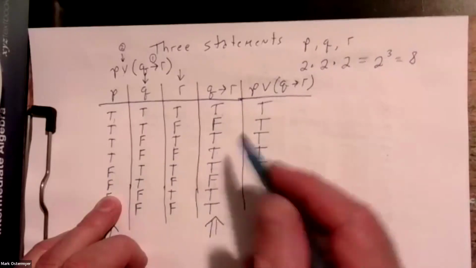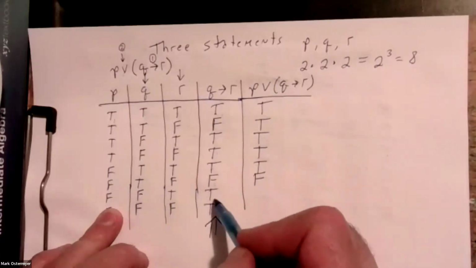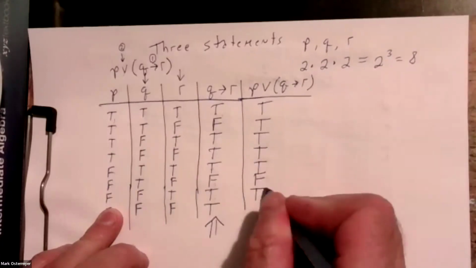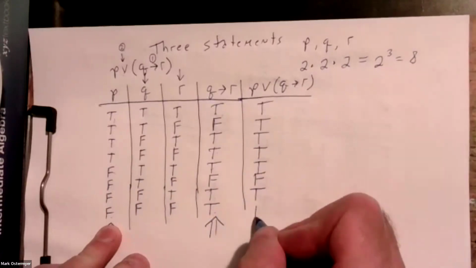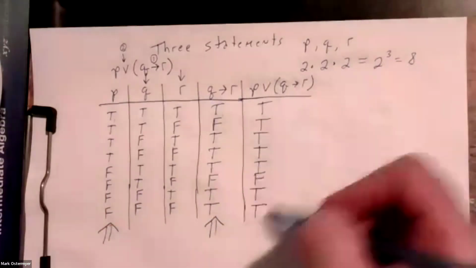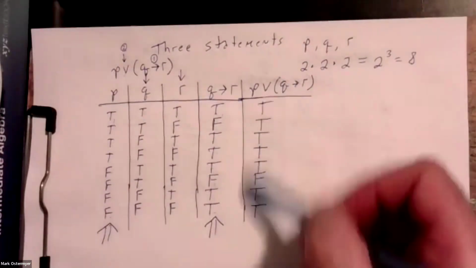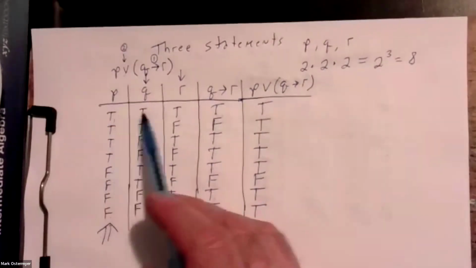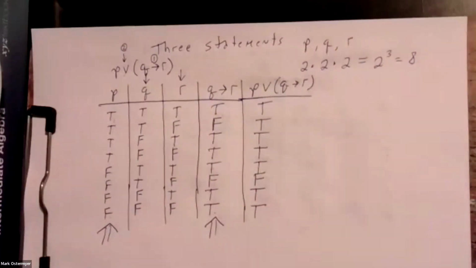False or false? That's false. Yes, this is the only time an OR is false: when both statements are false. False or false is false. False or true? Back to true. False or true? True. And there you go. That's the truth table for this compound statement, P or if Q then R. So if P and Q take on these truth values, the complicated statement will take on these truth values right here.